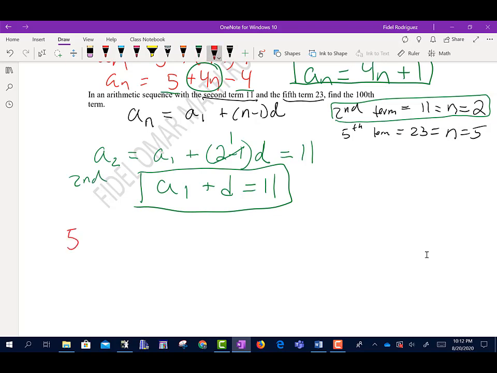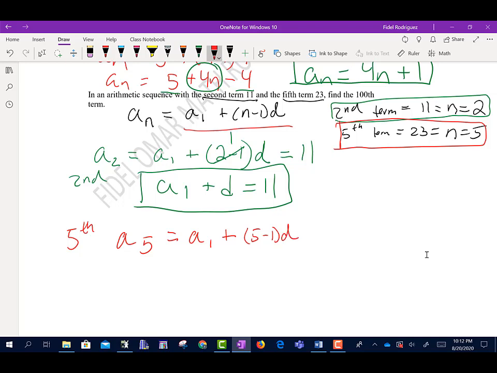Let's do the same thing for the fifth term. The fifth term is going to say a5. Again, I don't know anything about the first term, so I'm going to leave that alone as it is. Because I'm talking about the fifth term, my number n is 5, so right here in parentheses I'll put 5 minus 1 times d. And I know that the fifth term is equal to the number 23. 5 minus 1 is the same thing as 4, so that's a1 plus 4d equals 23. This is my fifth term.